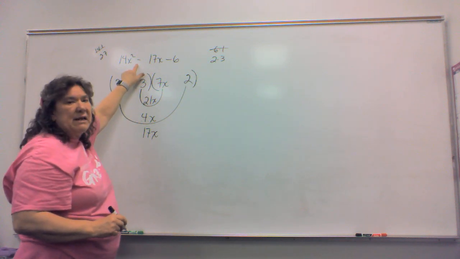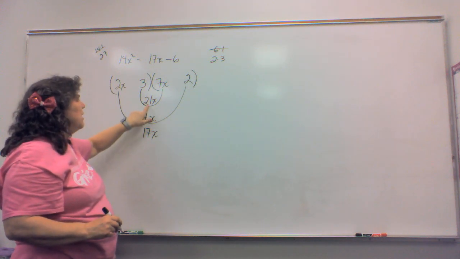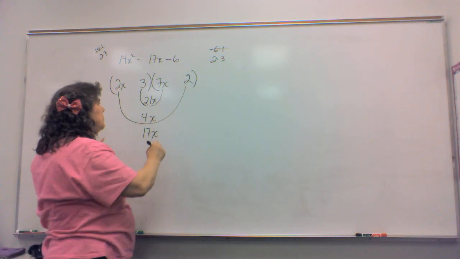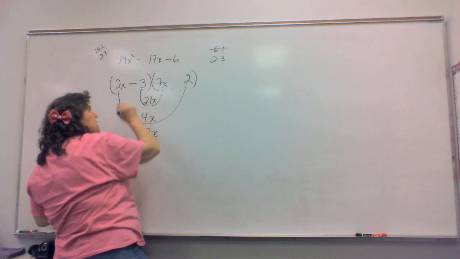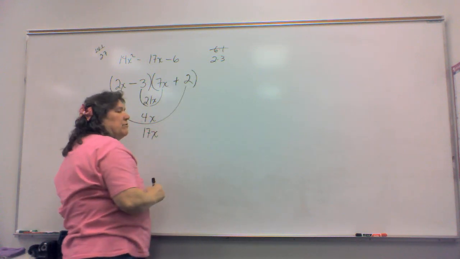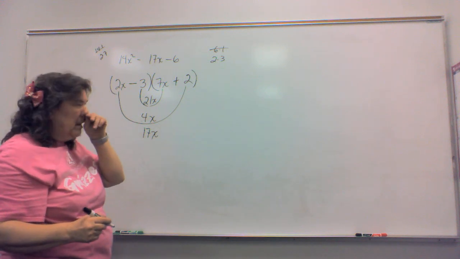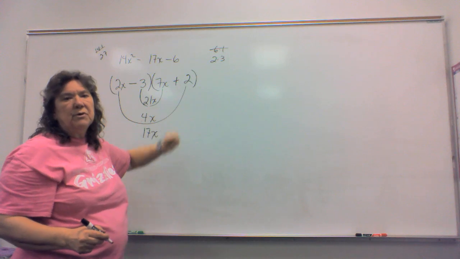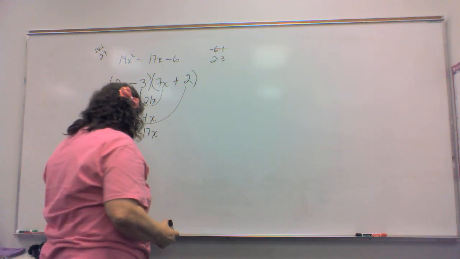This has to be negative. That means my larger number on my smile has to be negative too. 21x has to be negative. That means my negative goes in front of my 3 and my positive in front of the 2. Okay? So 2x minus 3, 7x plus 2 are my two factors for this problem.